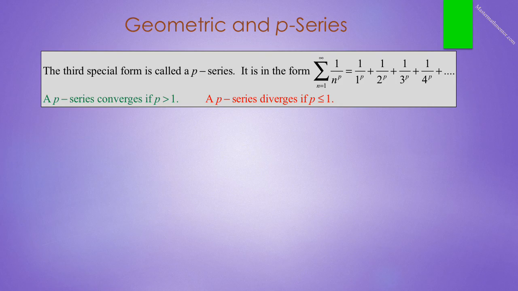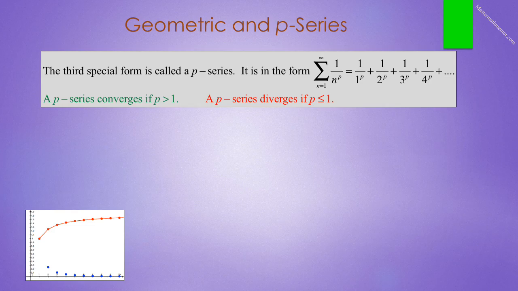Our third special form is called a p-series. A p-series is in the form of summation n equals 1 to infinity of 1 over n to the p. And this is 1 over 1 to the p plus 1 over 2 to the p plus 1 over 3 to the p plus 1 over 4 to the p plus dot dot dot. A p-series will converge if p is greater than 1, but it will diverge if p is less than or equal to 1.